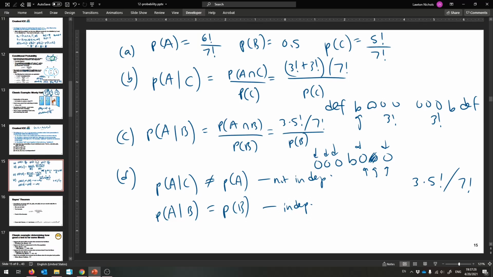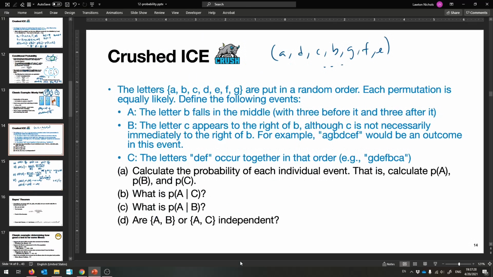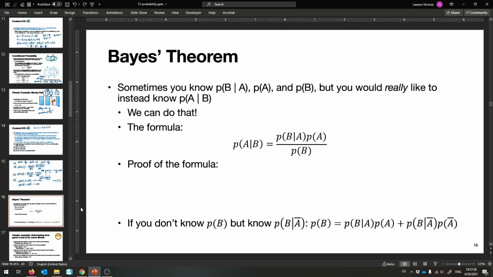Okay, so that is the idea. That is A through D. How is that? So now we are very good at our conditional probabilities and discovering whether or not things are independent. And that brings us to another way of manipulating conditional probabilities.